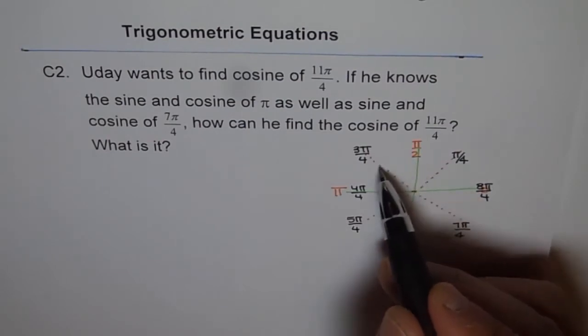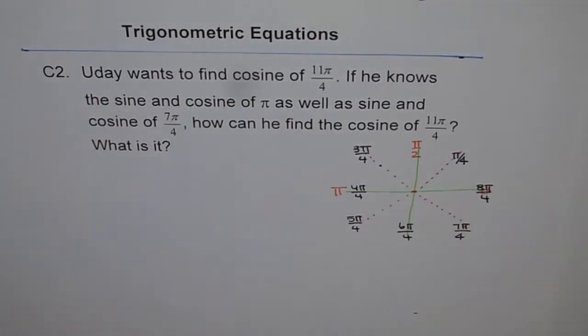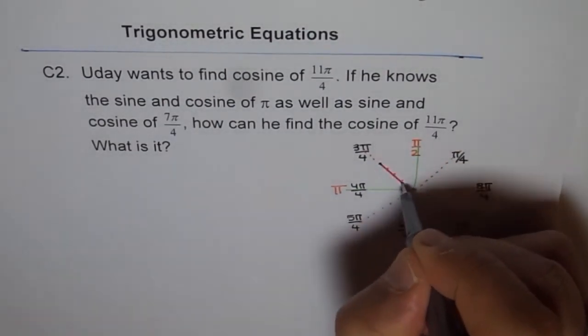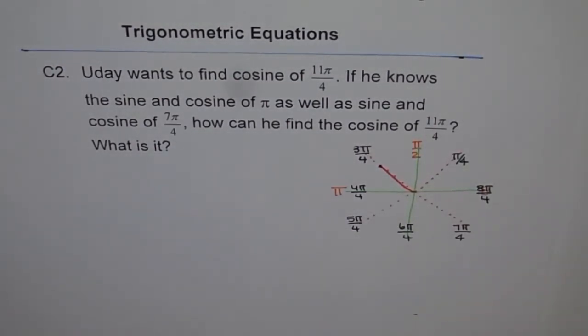9, 10, 11. So 11 pi by 4, if you go one more circle, will be here. Do you see that? So that is our position for 11 pi by 4. Correct? Now I'm just giving you the position so that you have in your mind what you're trying to find. So it's one full circle, and then you get to 11 pi by 4.